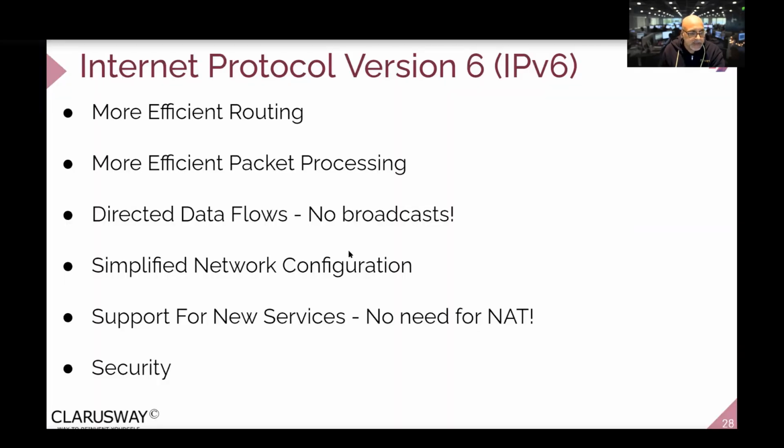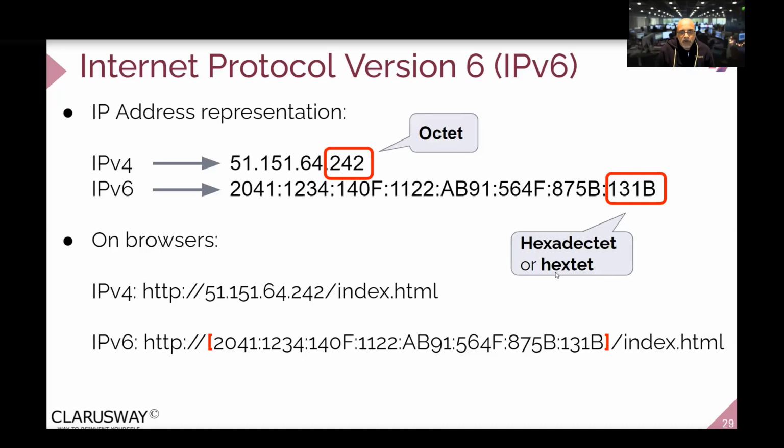Some of the advantages with IPv6 are that the routing becomes more efficient. You don't need to do broadcasting. Your network configuration becomes simpler because now you can assign an IP address to every device. You don't need to do NATing anymore. So the basic problem IPv6 is meant to solve is how do we increase the number of IPs? But it's more complex to read and process.